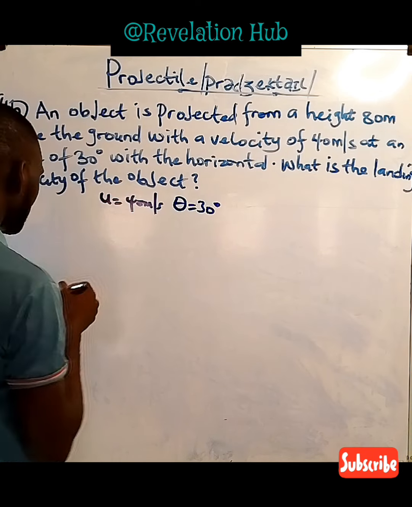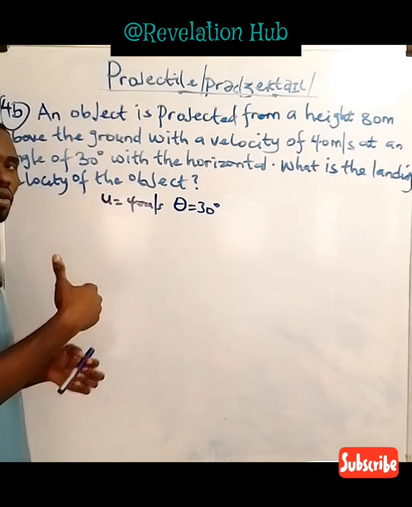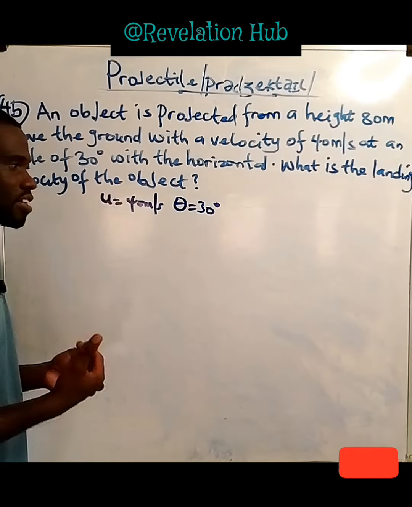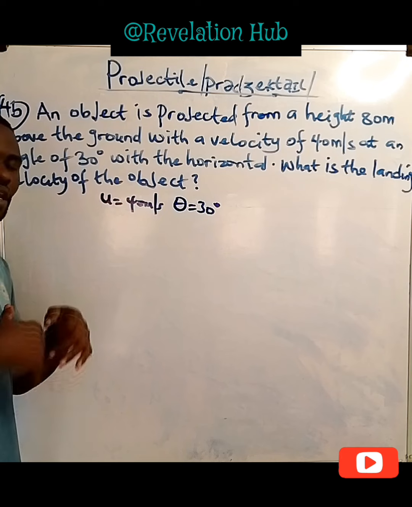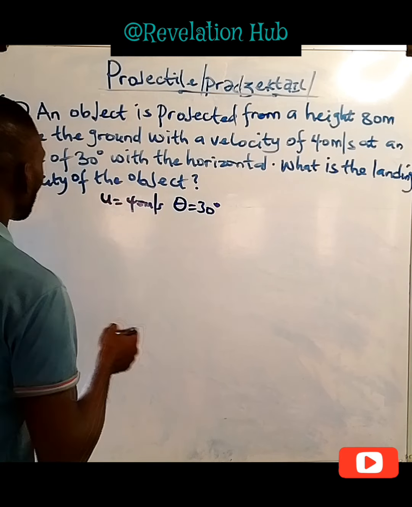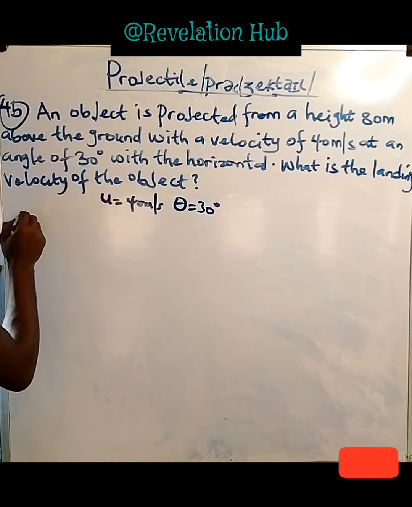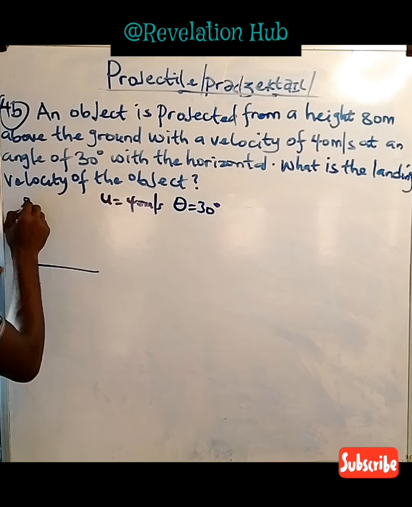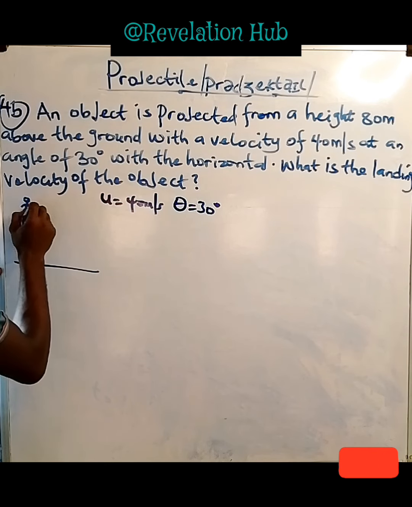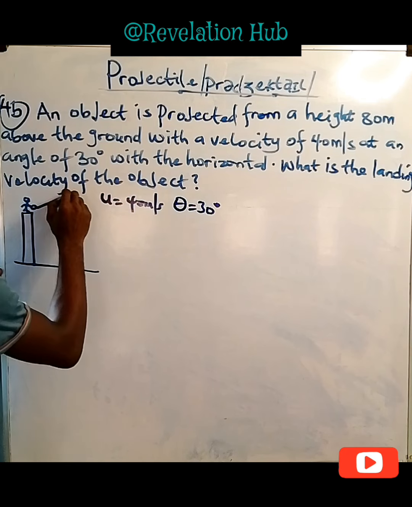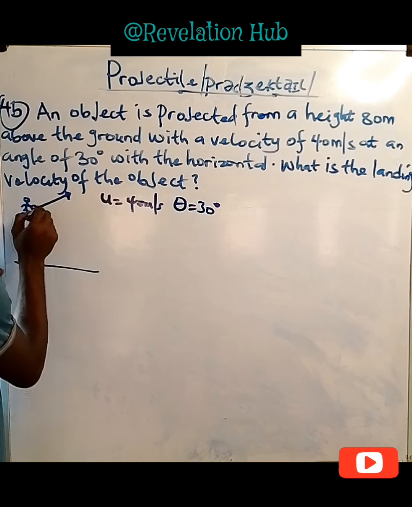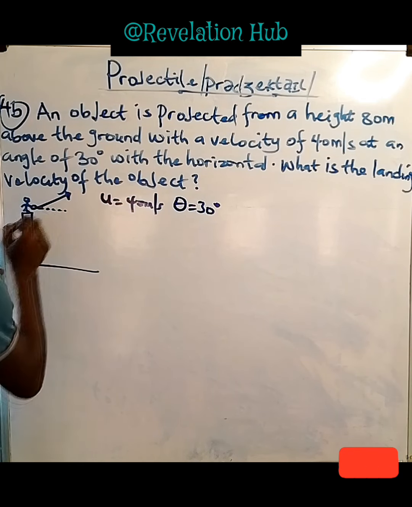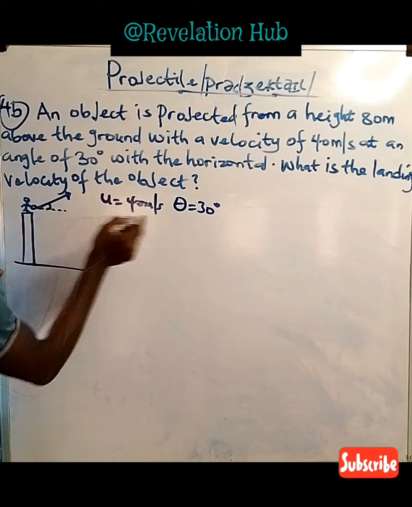Now, this was done from the top of an elevated surface. It could be on the top of a building, it could be any elevated surface. So let's say it's a building actually. Let's assume that it's projected from the top of a building. Somebody stands here and projects an object from the top of a building like this. It throws it up against the horizontal like this. This was done at an angle of 30 degrees.